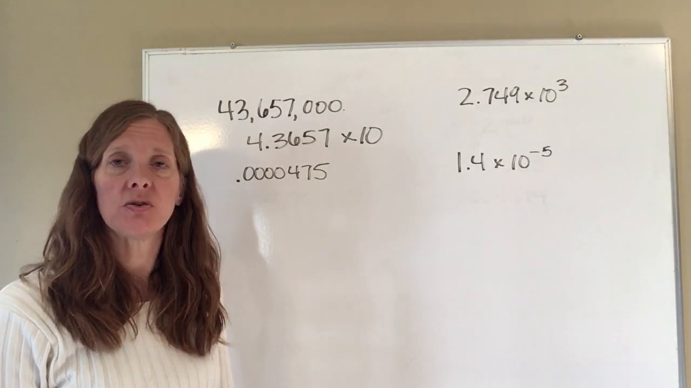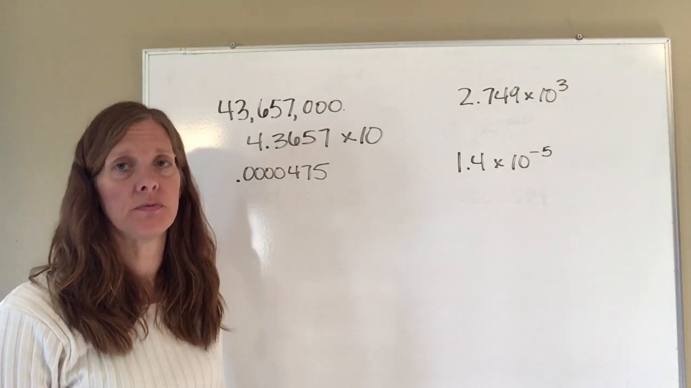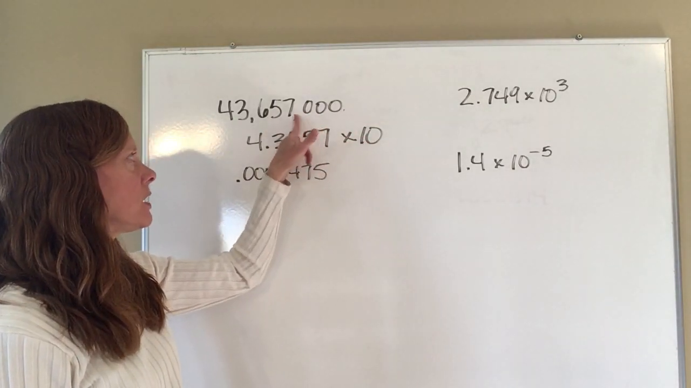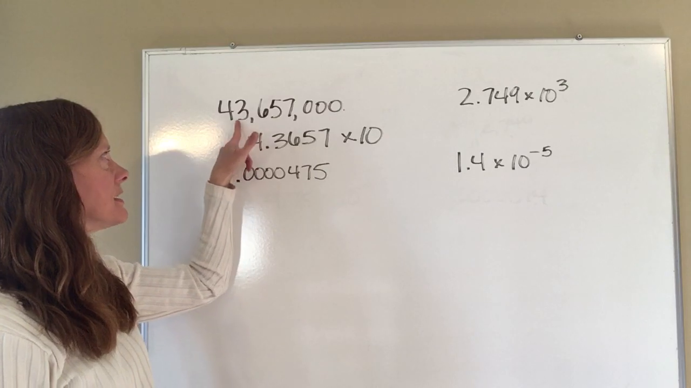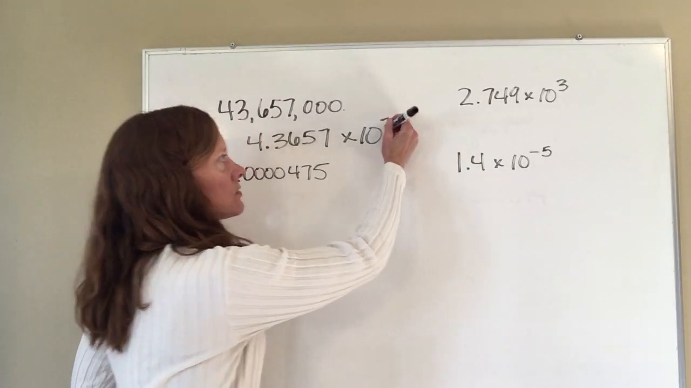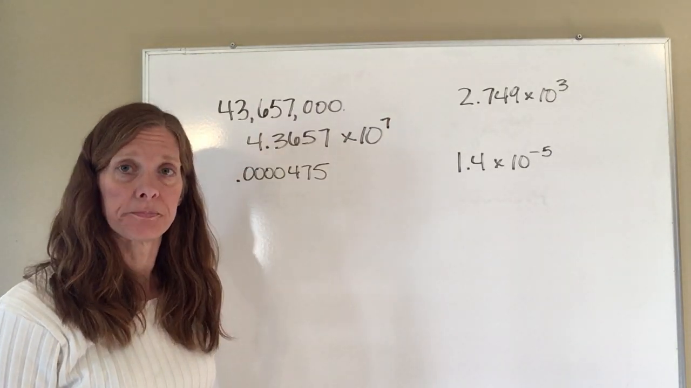The easiest way to do that is to count how many places I've moved the decimal point. So if it was here, I've moved it 1, 2, 3, 4, 5, 6, 7 places so that I could get it to right here. So that means there's going to be a 7 on my 10.